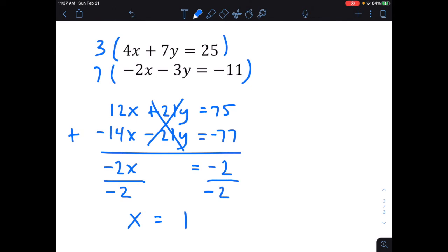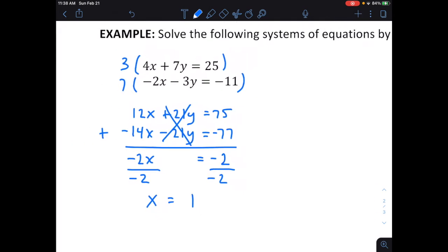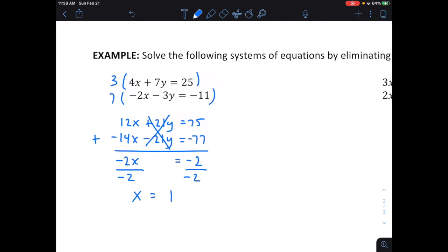All right, x is 1. Ooh, 1 is a great number because it's easy to multiply by 1. So I'm going to plug it into that first equation. 4x plus 7y equals 25. Plug in the 1. 4 times 1. Remember, it's an x, so it goes where the x is.